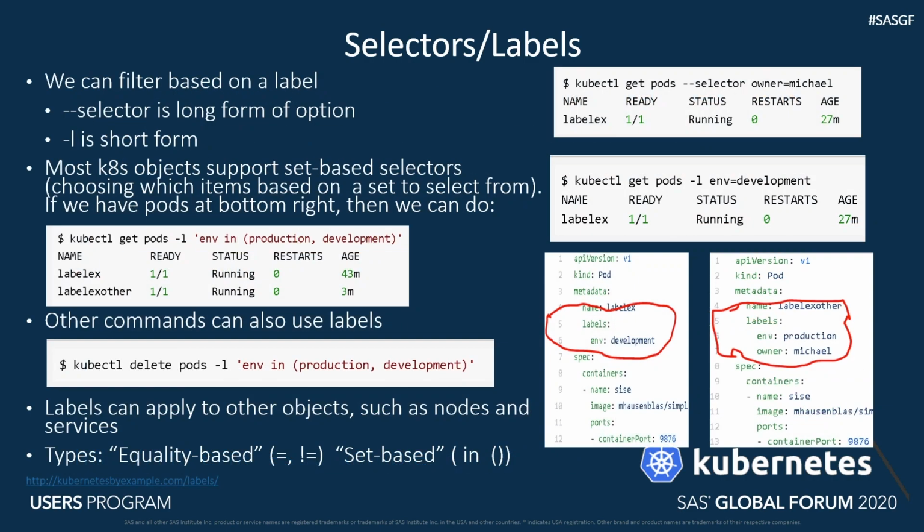Selectors or labels, we talk about labels as an identifier. They're also used as selectors, ways to pick and choose particular objects within Kubernetes. So you can see here, I can do things from the command line like get the pods where the particular label is one of these sets. This is set selection here, set-based, in a particular set. Most Kubernetes objects support set-based selectors, choosing which items based on a set to select from.